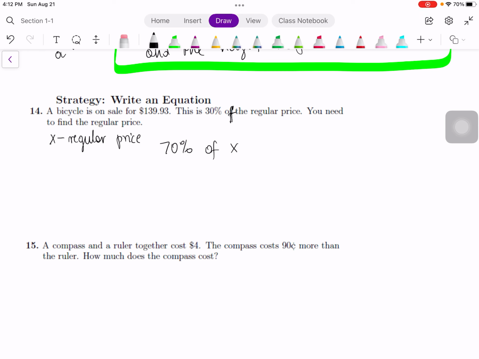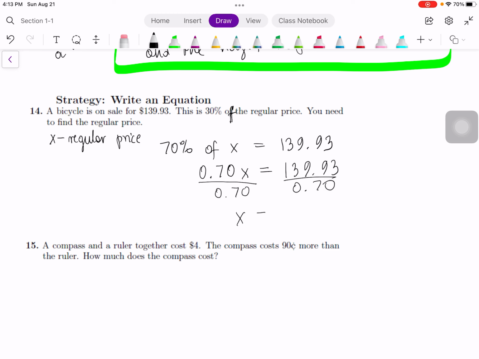So if I call x what I'm looking for, the regular price, then 70% of x is going to be the price that I see after the discount, because we decreased it by 30%. And remember, you switch a percentage by moving 2 decimal places to the left, dividing by 100. So 70 divided by 100 is 0.70, or 0.7x is this. Then you can use a calculator. You have to divide both sides by 0.7 or 0.70, the same thing.